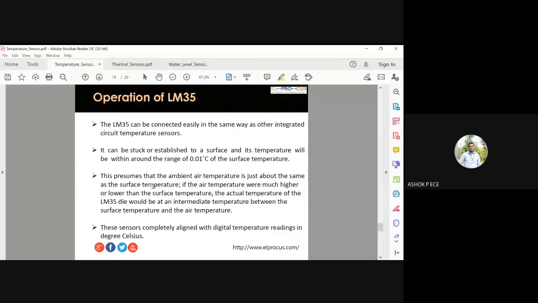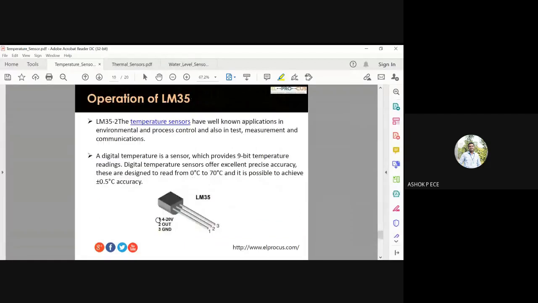Nowadays all these sensors come with digital temperature readings on the Celsius scale. So you have a Celsius scale where you'll get the answer in a proper digital display format, say 25 degrees C, and it will be displayed perfectly in that way. So three pins you have. One is the power supply pin, three is the ground pin, and two is the output. If the temperature changes, at pin number two you can get the output and you can see how the temperature is varying.